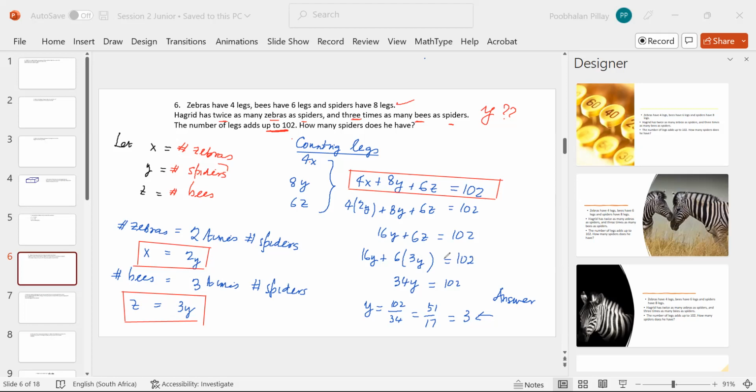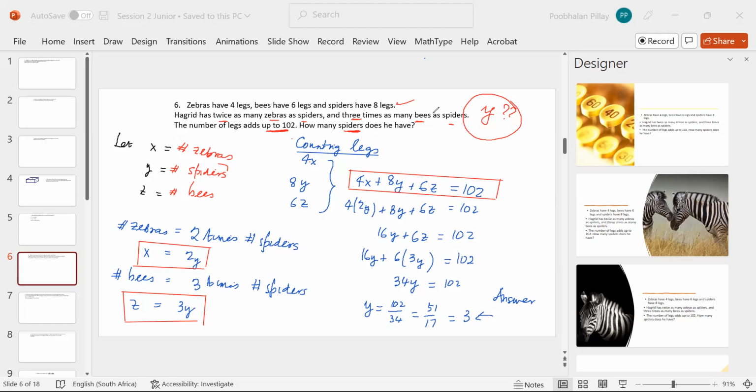And here it is. I have a single equation in y. Oh, I forgot to look at what the question was. That's very important. How many spiders does he have? In other words, you want to find out what y is. That's the goal. I have an equation involving y, so you can solve for y. And eventually you get y is equal to 3. And that is the number of spiders that he has.